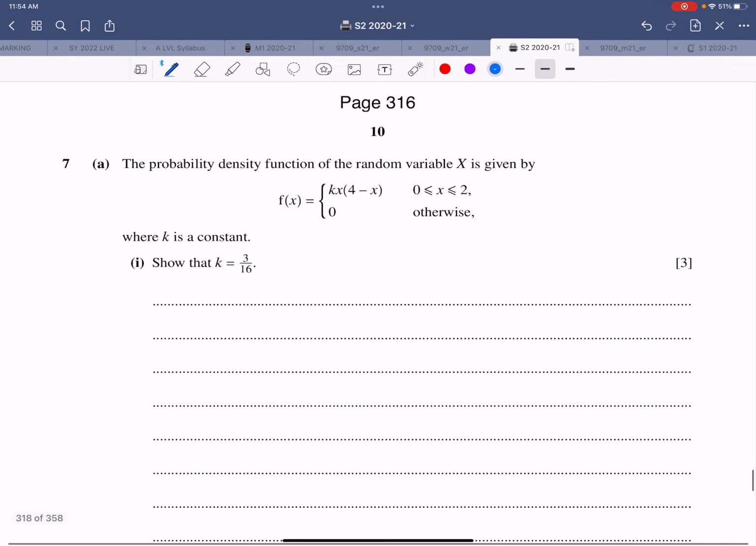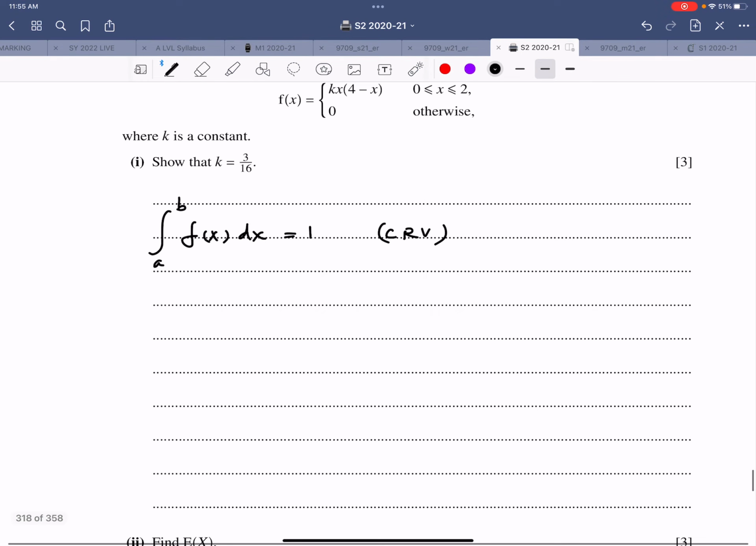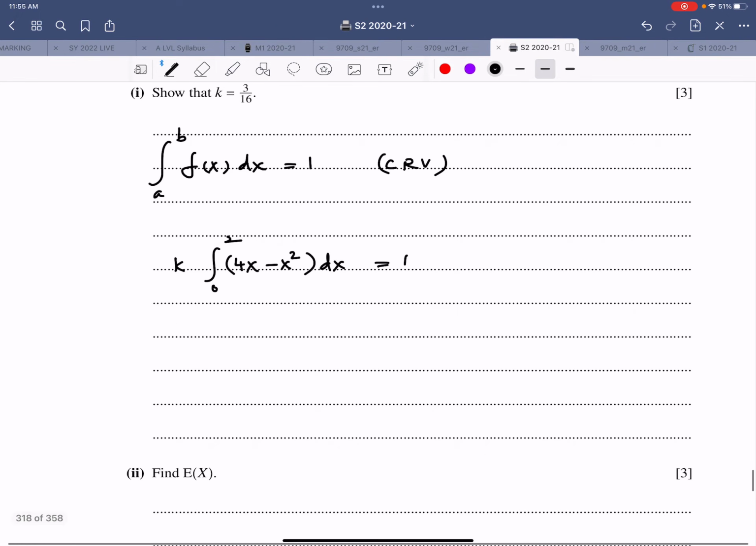Now this looks like the last question. That is CRV. The function is given, quadratic. Show that k is 3 over 16. So integrate the whole function between the limits a and b, and it should equal 1 because that's what a CRV is. So therefore k times the integral of 4x minus x square dx between the limits 0 and 2, equate it to 1. I'll do the integration part.